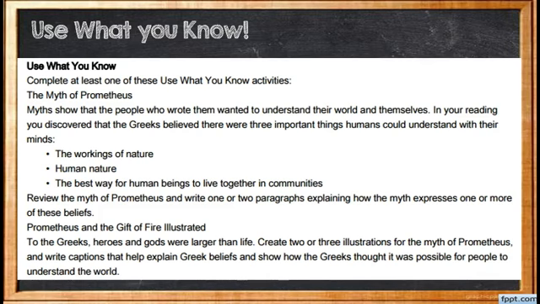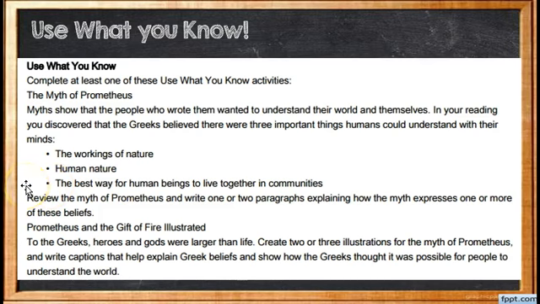After you check your reading, you are going to move on in the student guide, and there is the section, Use What You Know. So complete at least one of these Use What You Know activities. So you're going to read the myth of Prometheus, and that myth shows that the people who wrote them wanted to understand their world and themselves. In your reading, you discovered that the Greeks believed there were three important things humans could understand with their minds: the workings of nature, human nature, and the best way for human beings to live together in communities.